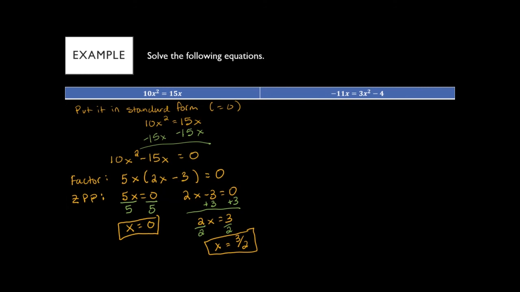Now on the right, we have negative 11x equals 3x squared minus 4. So again, this is not equal to 0, so I need to get it equal to 0. I try to do this by moving as few things as possible. So I'm going to make the left side 0 here, because then I only need to add 11x to both sides versus moving 2 things to the left. So we're going to add 11x to both sides.